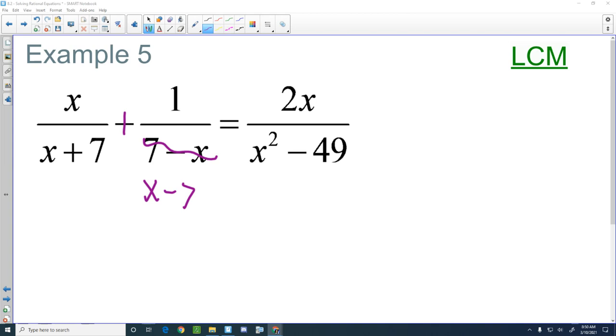A positive 7, right? So one answer is x equals 7. That's what we mean when we say flip the signs, right? Once you have factors, the solutions are just the opposite numbers. What'd you get? 7 and 1?